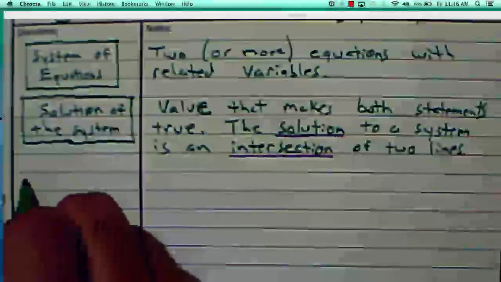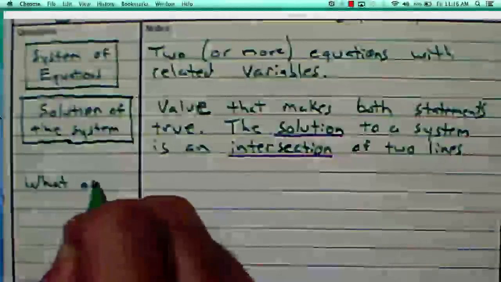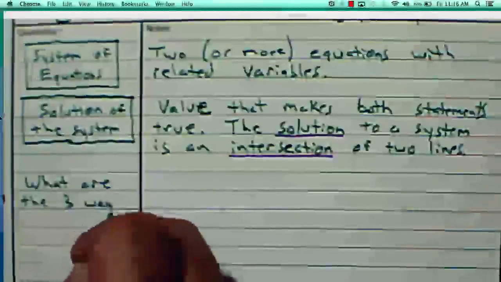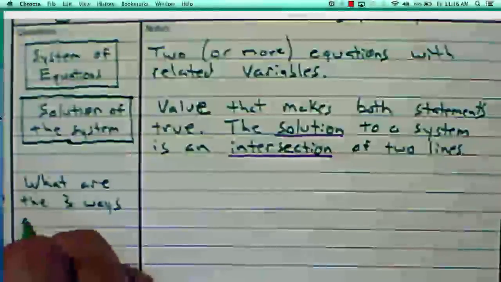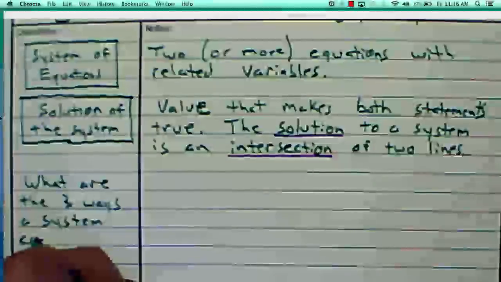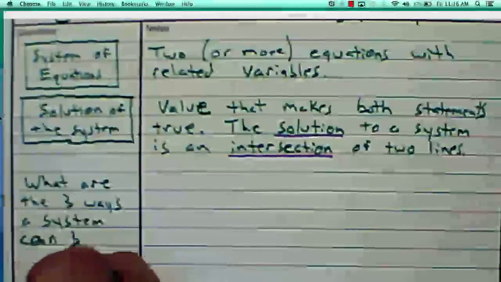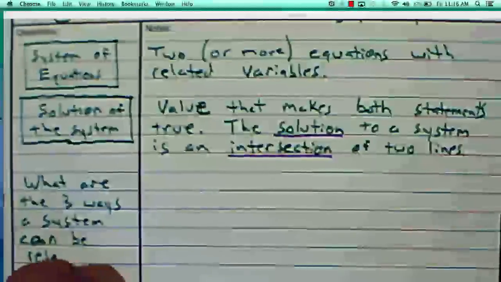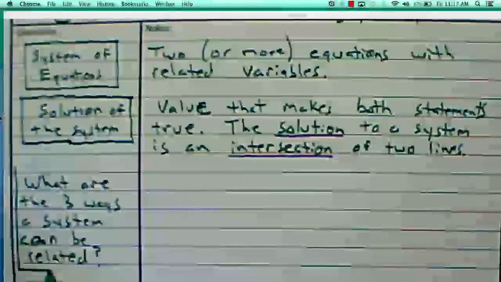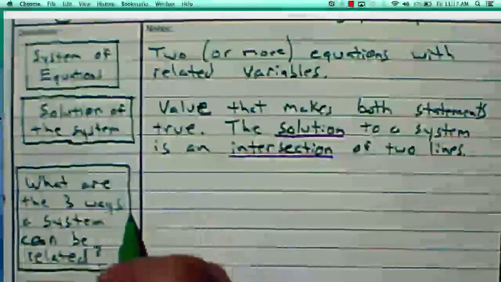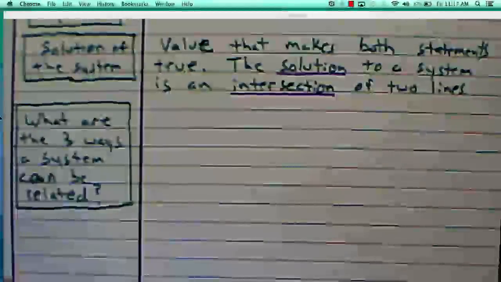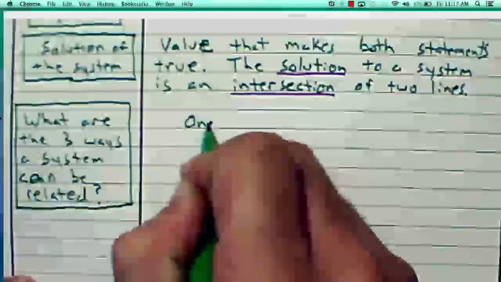What are the three ways a system can be related? So now we want to look at the three ways that two lines can be related graphically. The most common scenario we're going to have is one solution.